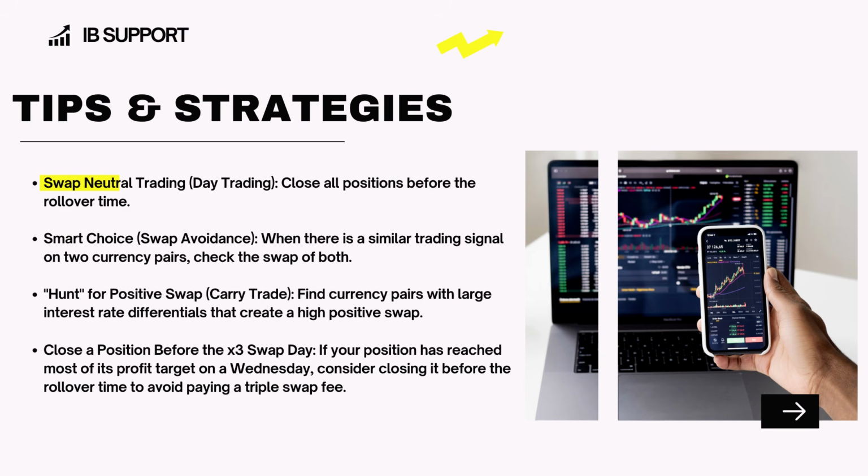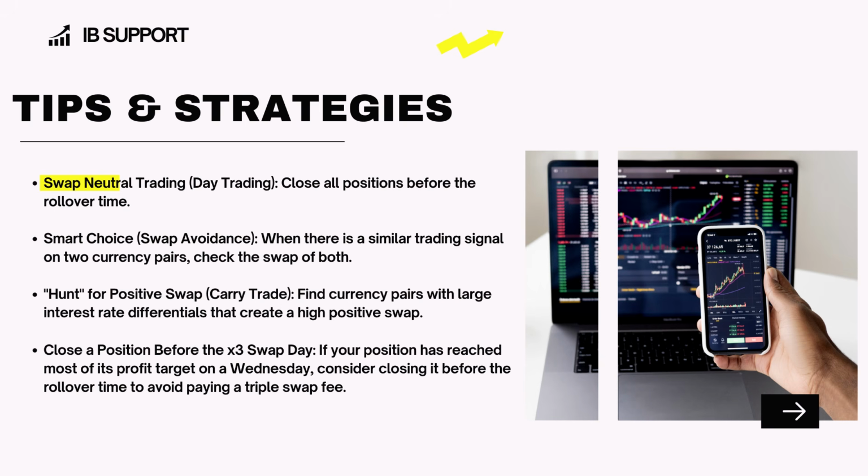Next is smart choices, or swap avoidance, where if you have a similar trading signal on two different currency pairs, you should check the swaps for both. Prioritize trading the pair with a lower negative swap or a positive swap. For example, if you have a buy signal for EUR/USD with a negative swap, and a buy signal for AUD/NZD with a positive swap, you should choose AUD/NZD to get paid every night.